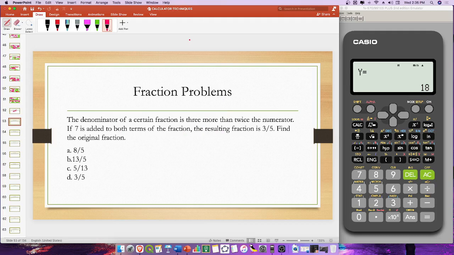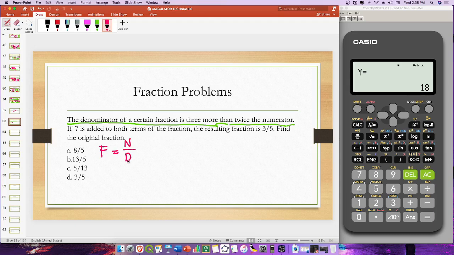So the denominator of a certain fraction is 3 more than twice the numerator. Can you understand this one? According to this, the denominator of a certain fraction is 3 more than twice the numerator. I will label my fraction as f. And my fraction is defined by numerator divided by denominator, so n over d.